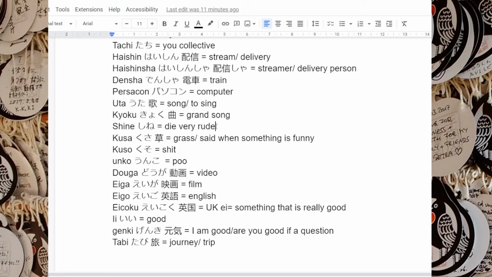You also have shinu, which also means the same thing. It is literally just die. Shinu is to die, shine is go die. Along those lines, things that you've already picked up are probably kusa, which is literally grass. And it's also said when something's funny.